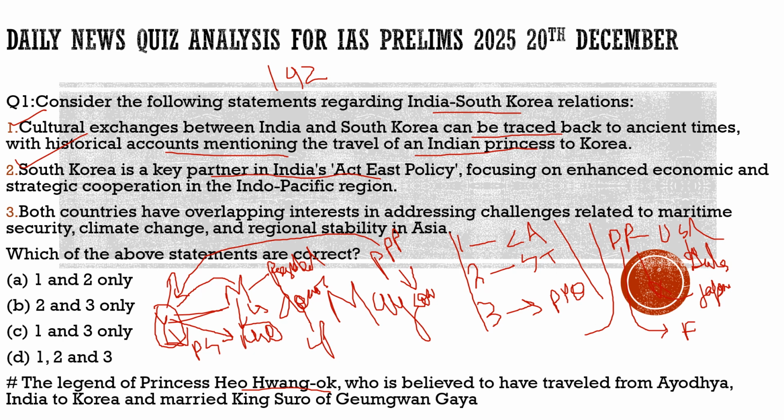Third statement: both countries have overlapping interests in addressing challenges related to maritime security, climate change, and regional stability in Asia. 100% correct. China is one of the major challenges for us, and a challenge for both countries, so we have overlapping interests in addressing challenges related to maritime security, climate change, and regional stability. So with respect to this question, the correct answer is option D. All the three statements are correct.